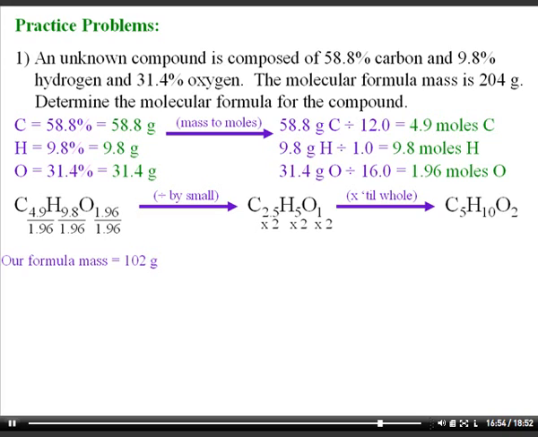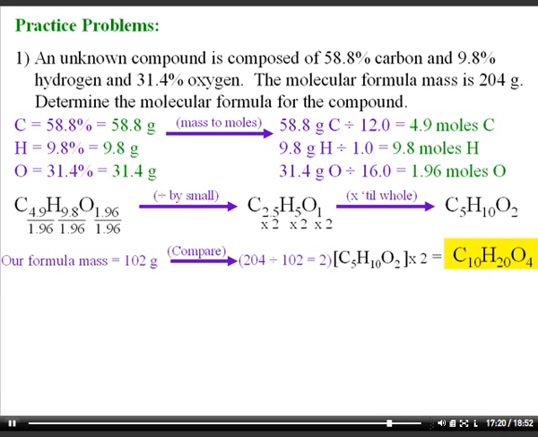It's either going to be a factor of 1, 2, 3, 4, 5, 6, all the way up to 10, I guess, or even higher. On my test, since it's first year chemistry, I'm not going to go over 10. But anyway, we're off by some factor. So how do you go from 102 grams up to 204 grams? Well, again, with some reasoning, you can figure out that it's a factor of 2. So we're off by a factor of 2. So instead of our ratio really being 5 to 10 to 2, it's twice that. So our real formula is C10H20O4.